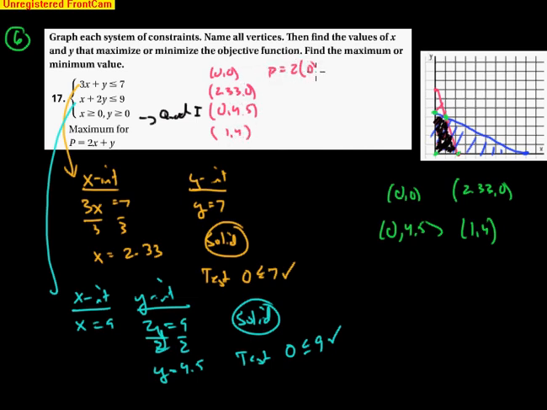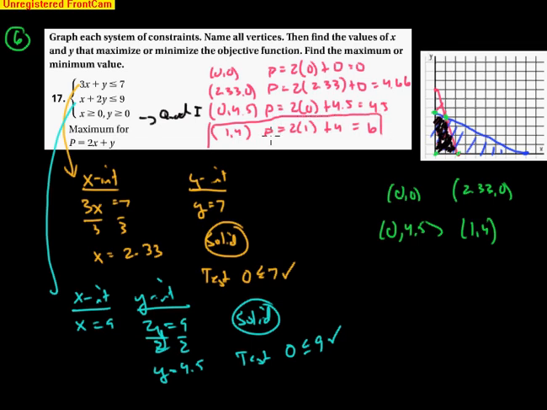P equals 2 times 0 plus 0, that's 0. P equals 2 times 2.33 plus 0, and that is going to be 4.66. P equals 2 times 0 plus 4.5, and that's 4.5. And P equals 2 times 1 plus 4. 2 times 1 is 2 plus 4 is 6. And if I'm looking for the maximum, I look for the biggest number, and the maximum is 6. So the point 1, 4 maximized this objective function and gave it a value of 6.